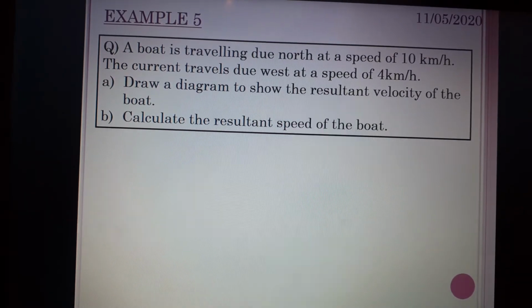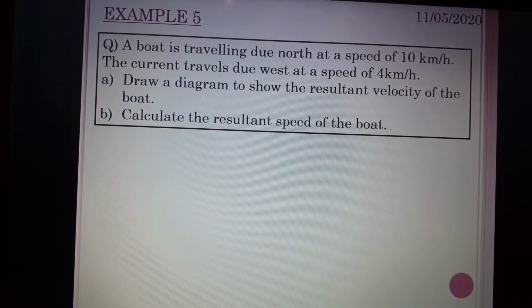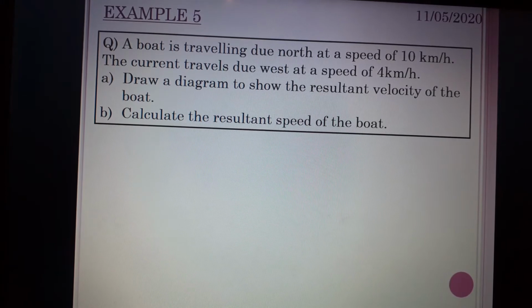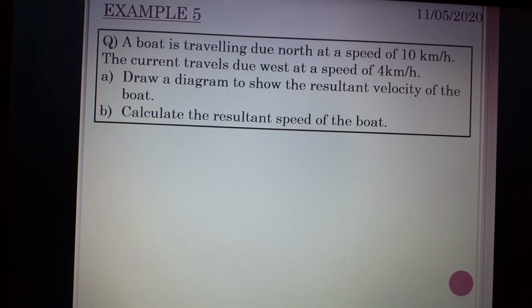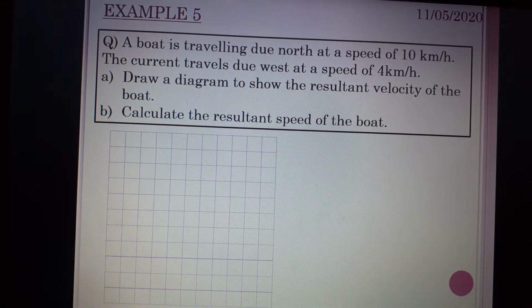Okay, and here we have a little problem involving vectors. A boat is travelling due north at a speed of 10 kilometres per hour. The current travels due west at a speed of 4 kilometres per hour. So first thing we want to do is draw a diagram to show the resultant velocity of the boat, and then calculate the resultant speed of the boat. Now when you're asked for the resultant of two vectors, it's another way of asking you to add the two vectors together, tip to tail.